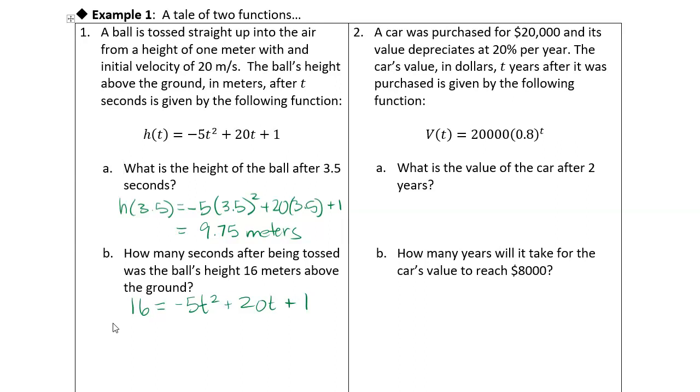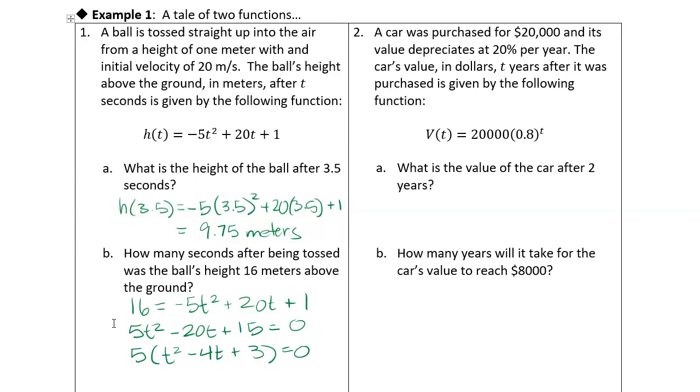I'm going to move everything to the left-hand side just because I like to work with positive leading coefficients. If I add 5t squared to both sides, I get 5t squared minus 20t, and then 16 minus 1 is 15, so I have plus 15 equals 0, and now you can see it's a quadratic equation. I also see a common factor of 5. I'm going to factor it out, and I think that'll make it easier. So then I end up with t squared minus 4t plus 3 equals 0.